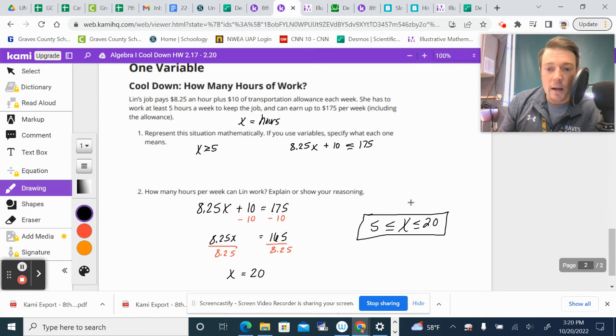And that is how I get my reasoning of how many hours she can work in a week. And I think my explanation is shown really well here in my shown work. And we know that she's got to be under because we don't want her to go over the 175. And we know it's got to be greater than that just because of what they told us here.